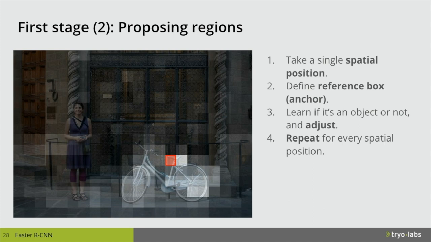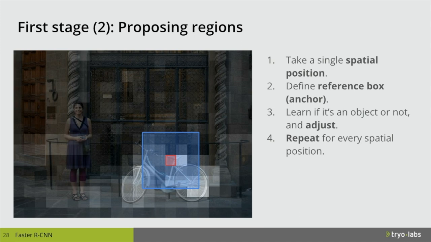Now, imagine that I hereby proclaim that an object around this spatial position should look like this, OK? This is completely arbitrary. I just made it up. This is my reference box, and I call this anchor. In this case, I chose a square, but that's completely arbitrary. I could have chosen a rectangle that is wider than tall, or a taller rectangle. So this is up to me. I say, given this region, an object might be in this box.